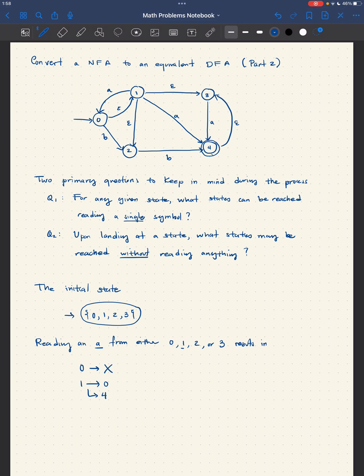Okay, let's continue. Now let's cover this one. What happens if we are at 2 and then we read an A? From that one, there's absolutely nothing that we can do, as we can see here. What about the state that we signal here as 3? From 3, if we read an A, we can land at 4, and that's the only thing that we can do, and then we signal it here. So when we are in any of these states, we can land at either 0 or 4.